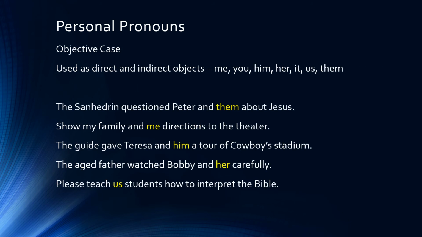Now let's give our attention to the objective case. Objective case pronouns are used as direct objects and indirect objects. These pronouns are me, you, him, her, it, us, and them. The Sanhedrin questioned Peter and them about Jesus. The Sanhedrin questioned Peter and them. It's a direct object.